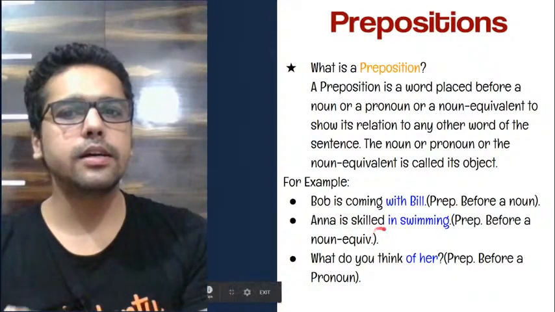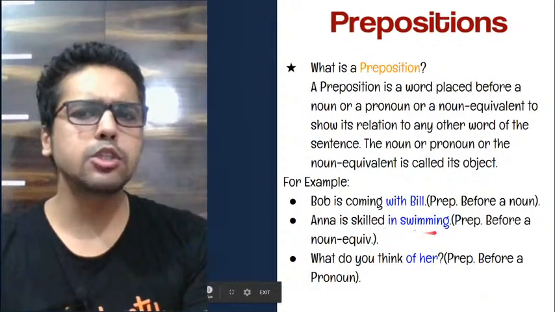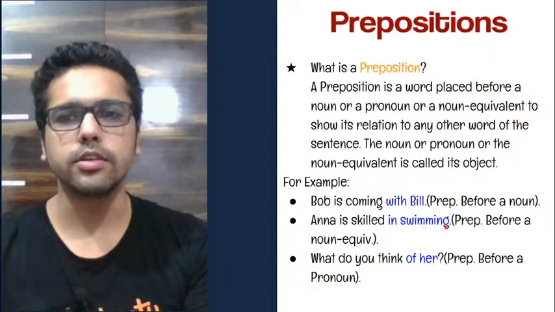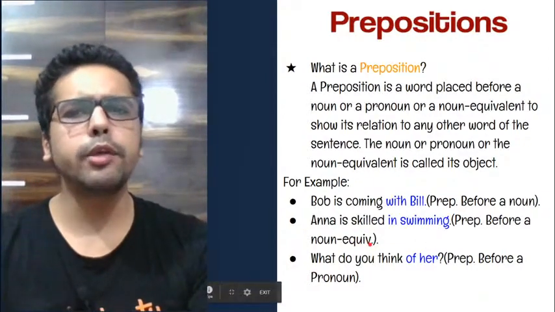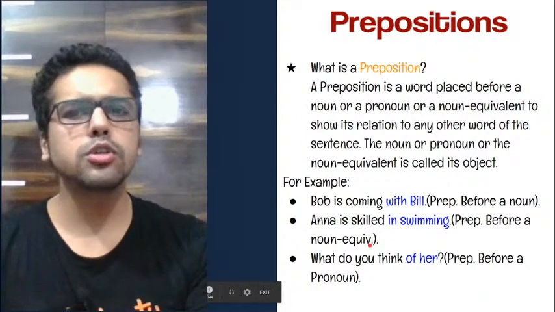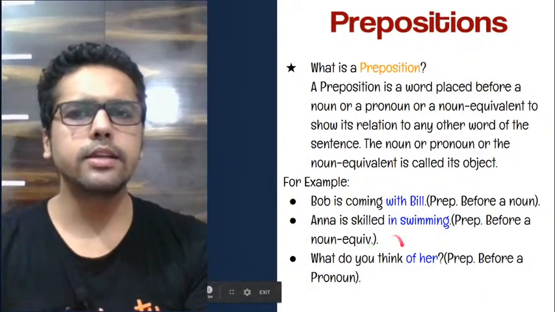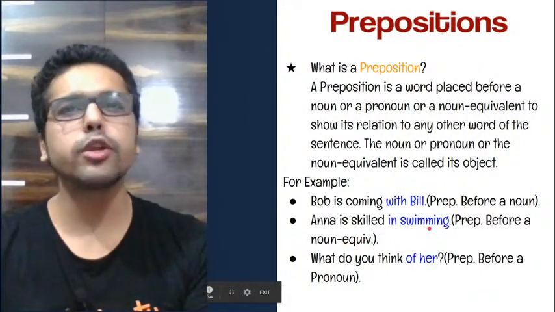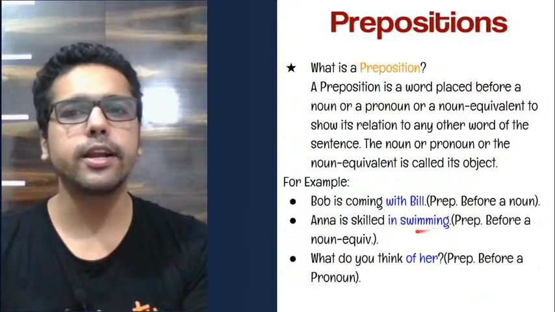Anna is skilled in swimming. Look at the preposition in, and there is a gerund after this. There is a noun equivalent, meaning some word that has the function of a noun. It is equal to the function of a noun. That's why it's a noun equivalent. It's basically a gerund. If you remember the non-finite verbs, we had done gerund.